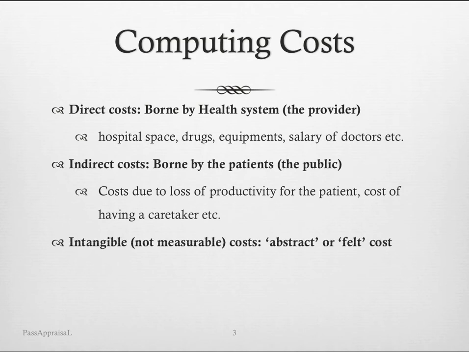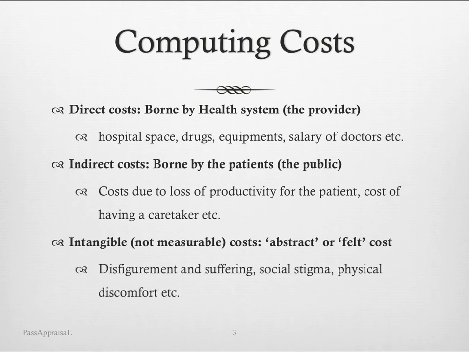Certain costs incurred due to a disease state are difficult to measure or quantify in monetary terms. Such felt or abstract costs are called intangible costs. For example, the cost of suffering or disfigurement due to disease, the economic loss due to social stigma experienced by the mentally ill, etc.